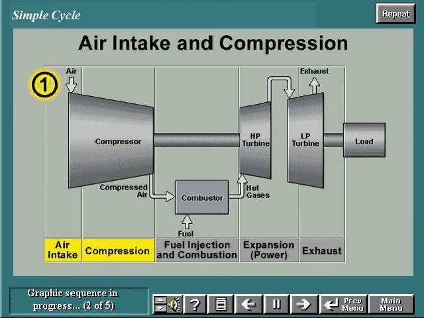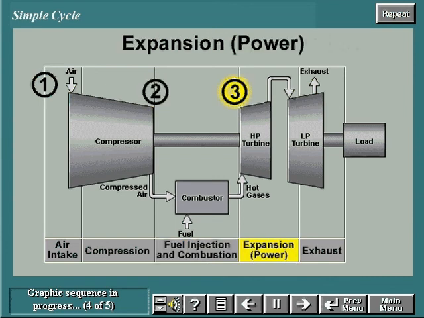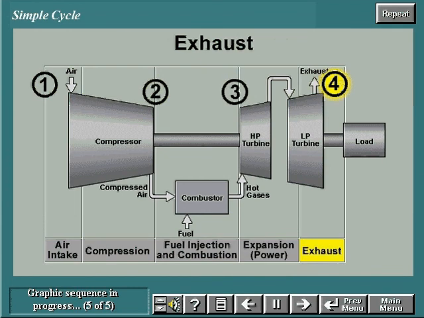At point 1 in this diagram of the simple gas turbine cycle, air enters the compressor and is compressed to a higher pressure. The high-pressure compressor discharge air at point 2 is mixed with fuel in the combustor. The combustion gases at point 3 enter the turbine, where they expand and cool, performing work on the rotating turbine shaft. The combustion gases are then expanded to atmospheric pressure and exhausted to the atmosphere at point 4.